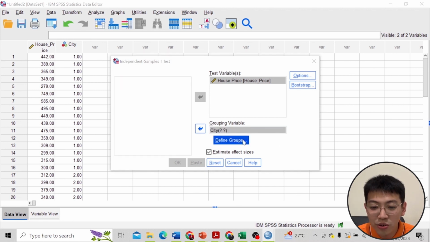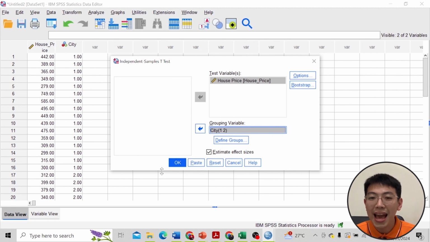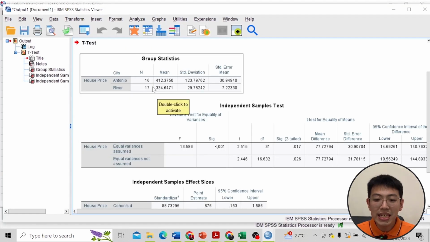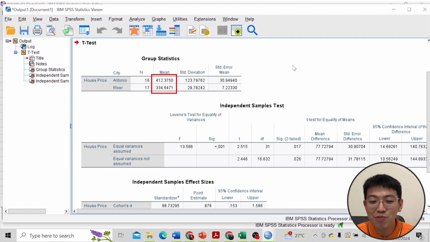We click define groups. Group 1 is 1. Yes, it is Antonio, right? Group 2 is 2. We have coded 2 as River City. Then continue. Okay, and then okay. We can see here in the group statistics that the Antonio City house price mean is 412.3750, while for River it is 334.6471. The mean of the house price in Antonio City appears higher than River City based on this group statistic.